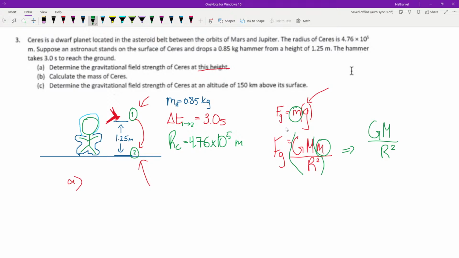Do they tell us what M is? Capital M. Do they tell us what capital M is? What is capital M? Capital M is the other mass involved in this force of gravity. So force of gravity is between this object, right, and the planet. So M is the mass of the planet. Do we have the mass of the planet? We do not have the mass of the planet.